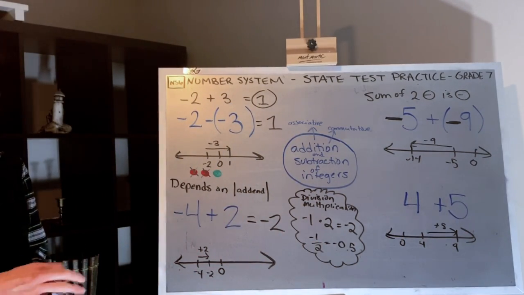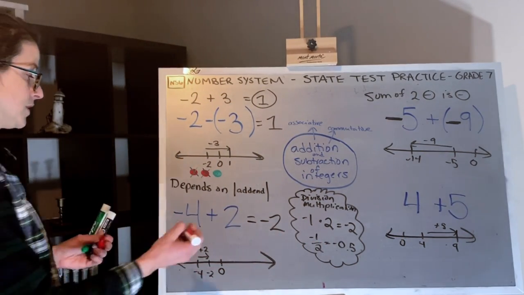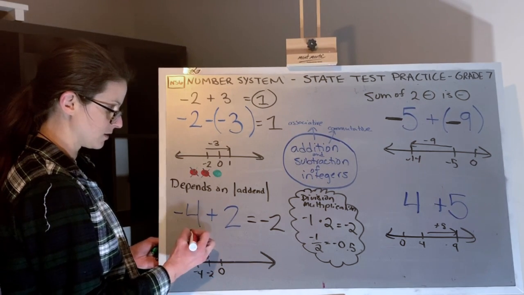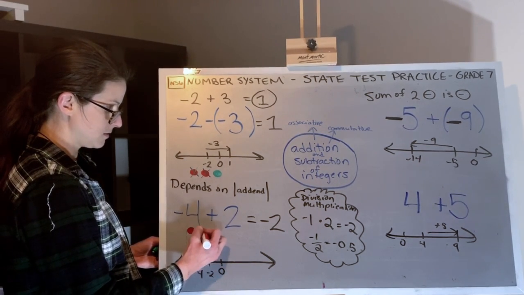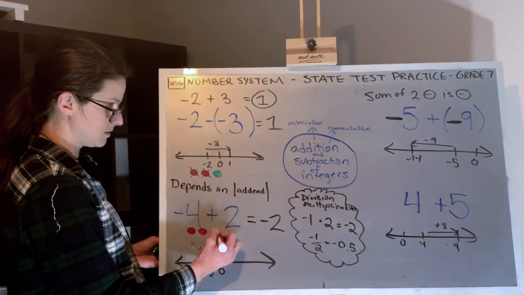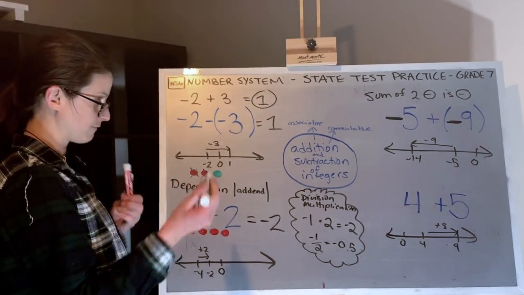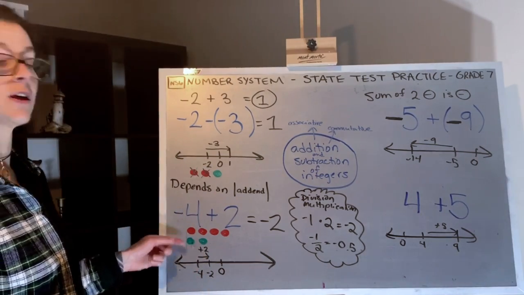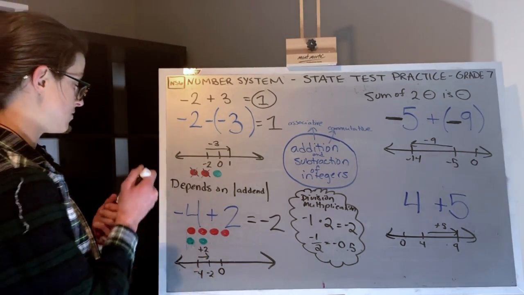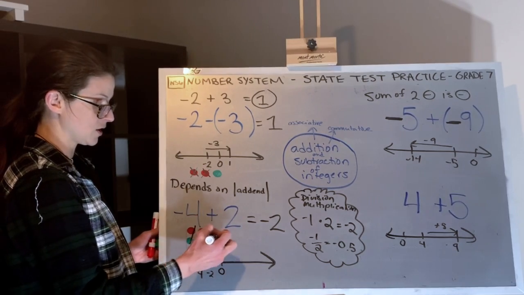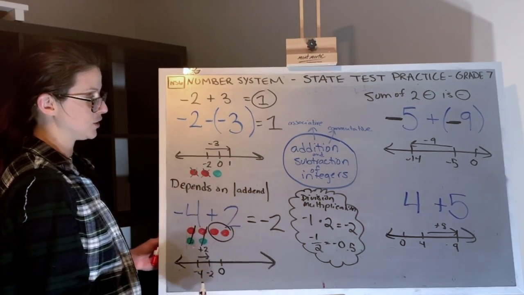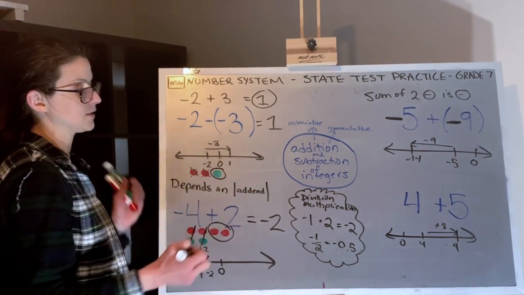Okay, using integer counters for this one, we have -4 and +2. So I'll use green for positive. -1 plus 1 is 0. So those cancel, and we're left with -2. Up here we are left with +1.